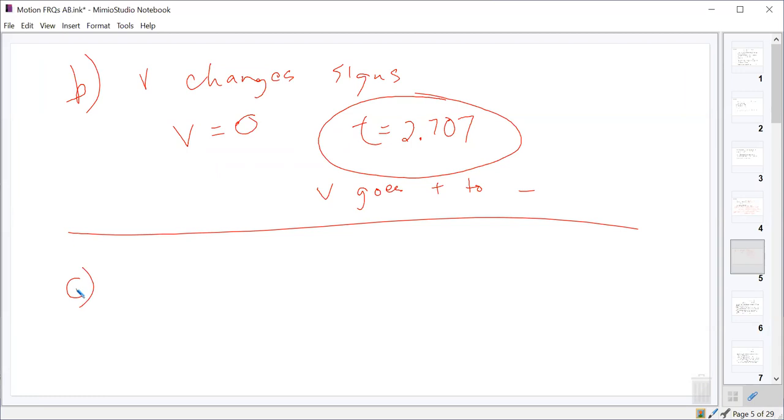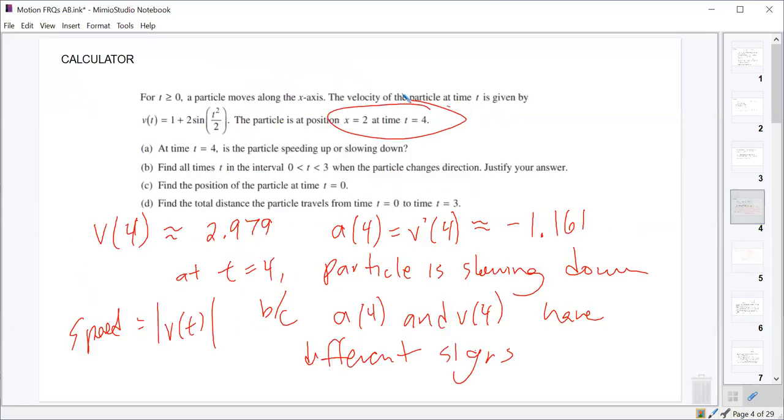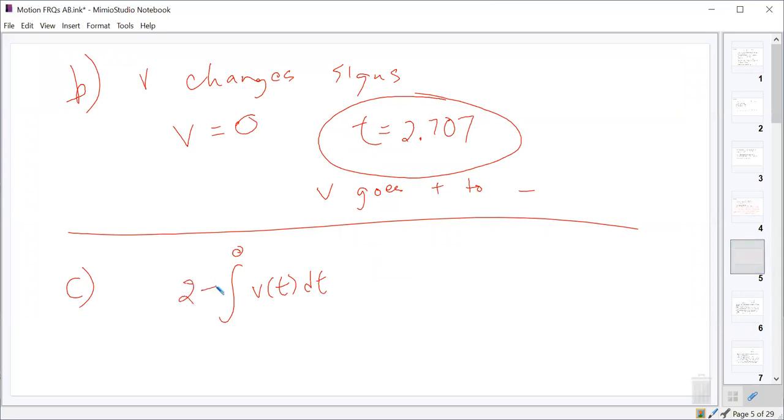So to find the position at t equals 0, we need to take its initial position that was given to us and then integrate from whatever time period we had that initial position at to 0 of the velocity. Our initial position was that x is 2 when t is 4. So we know that we want 2 plus the integral from 4 to 0 of v of t. And then you just plug that into your calculator and get negative 3.815?